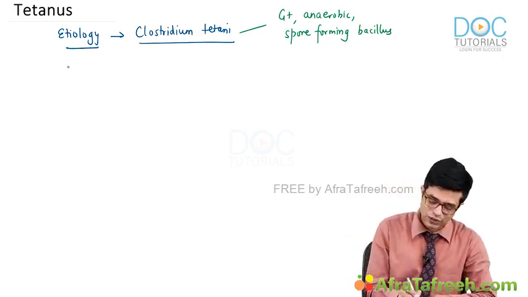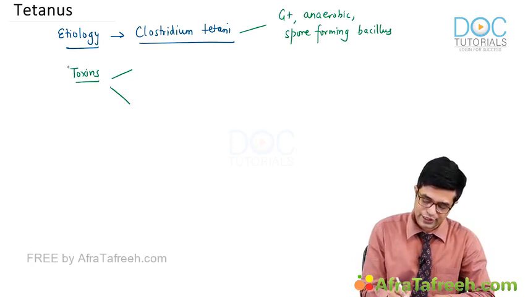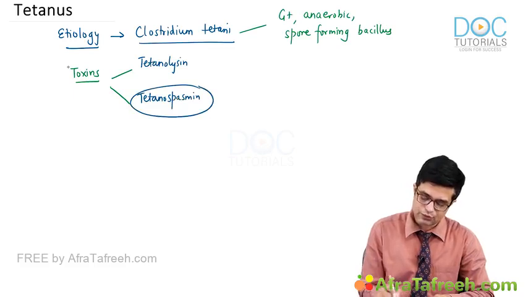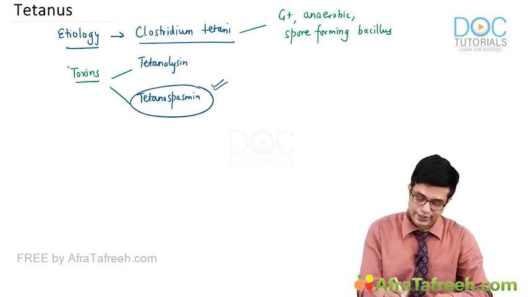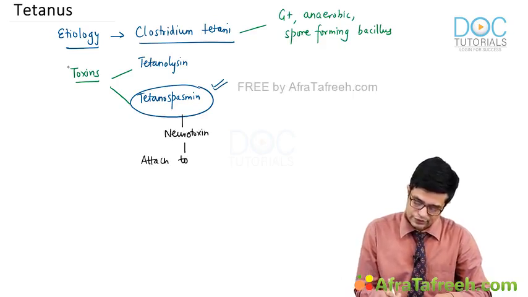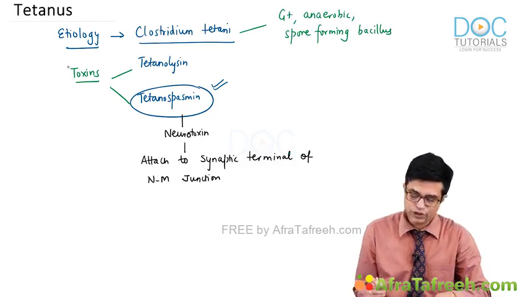So, there are basically two types of toxins which are produced in Clostridium tetani. We have one toxin called tetanolysin, and second toxin is tetanospasmin. It is tetanospasmin which is responsible for most manifestations. Tetanospasmin is a type of neurotoxin. This toxin has a tendency to attach to the synaptic terminal of neuromuscular junction in motor neurons.